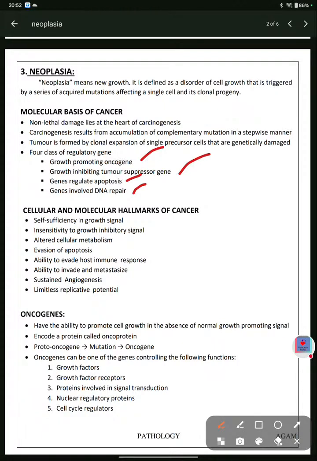So, the cellular and molecular hallmarks of cancer: self-sufficiency in growth signals, insensitivity to growth inhibitory signals, altered cellular metabolism, evasion of apoptosis, ability to evade the host immune response, ability to invade and metastasize, sustained angiogenesis, limitless replicative potential.